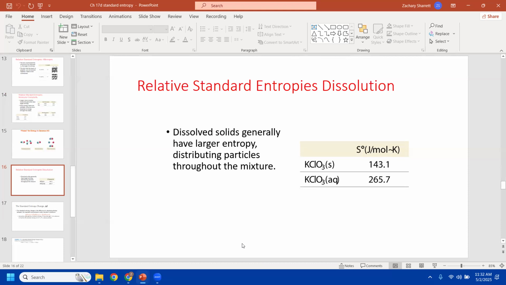We had said earlier that a solid versus an aqueous solution is more random, right? Generally, solids that are dissolved have larger entropies than their solid counterparts, okay? Because they're spread out more. And that's just general rules for entropy.